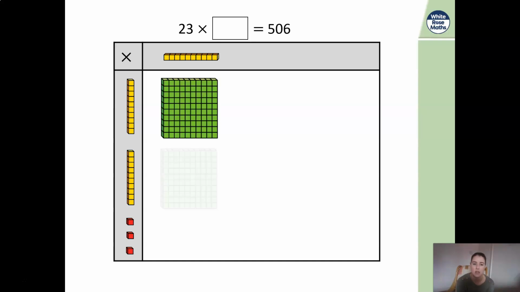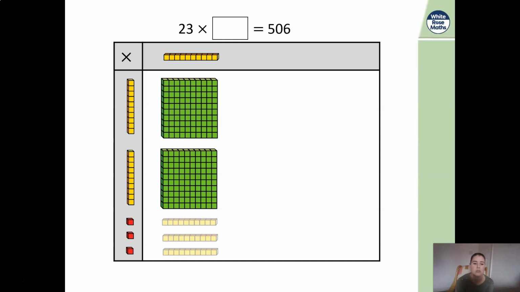So 10 times 10 is 100, so we have 2 lots of 100s, and 10 times 3 is going to give us 3 lots of 10s, so 30. So if I add those all up together, 23 multiplied by 10 is 230. Now we know this looking at our multiplication skills. If I did 23 multiplied by 1, so I did my smile method, that gives me 23, and that 0 tells me to multiply by 10.